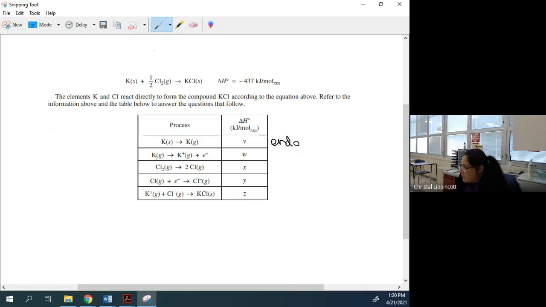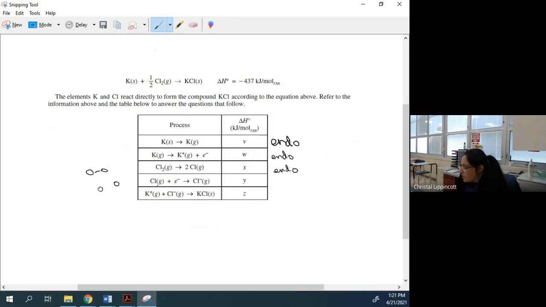Okay. If I rip off an electron, is that endothermic or exothermic? Endothermic. If I rip a molecule apart into 2 different parts, is that endothermic or exothermic? Endo. If I put an electron back on something, is that endo or exo?